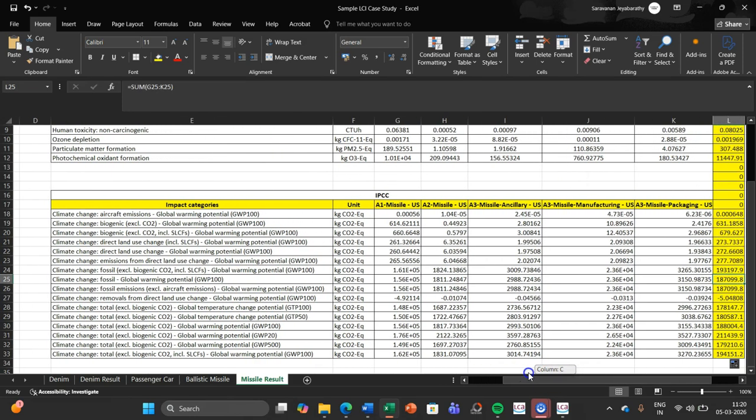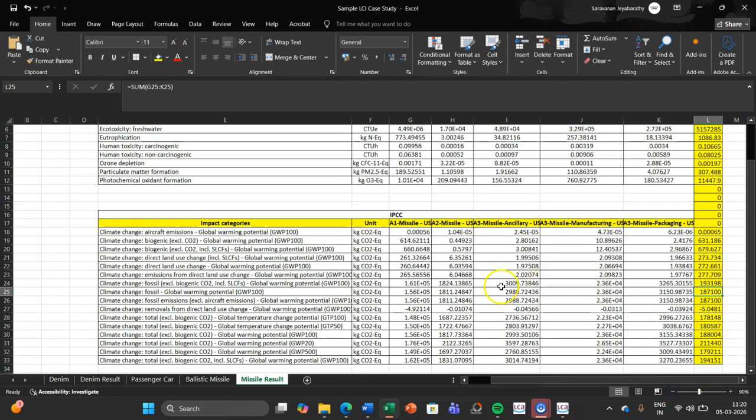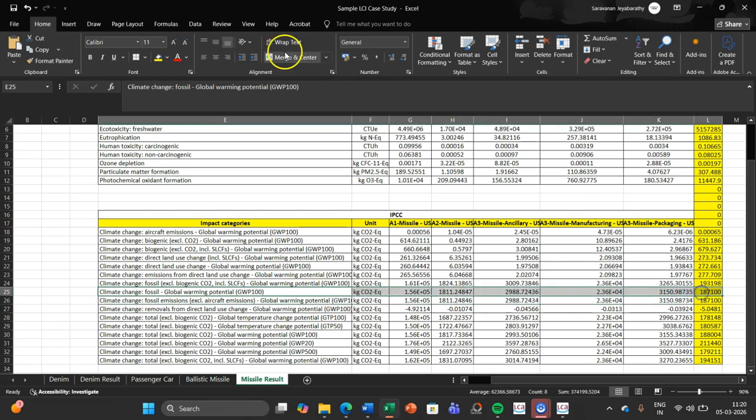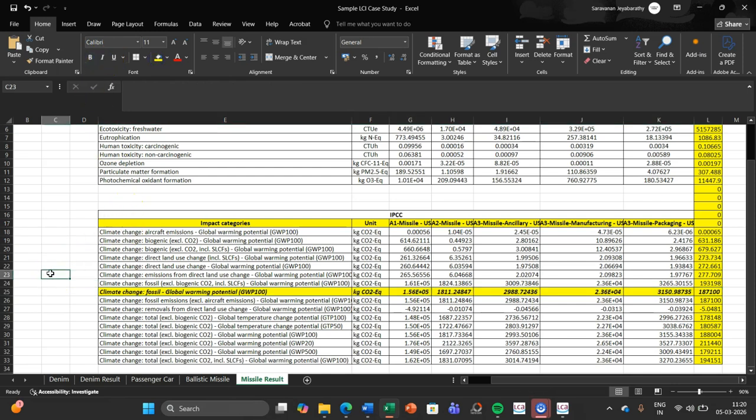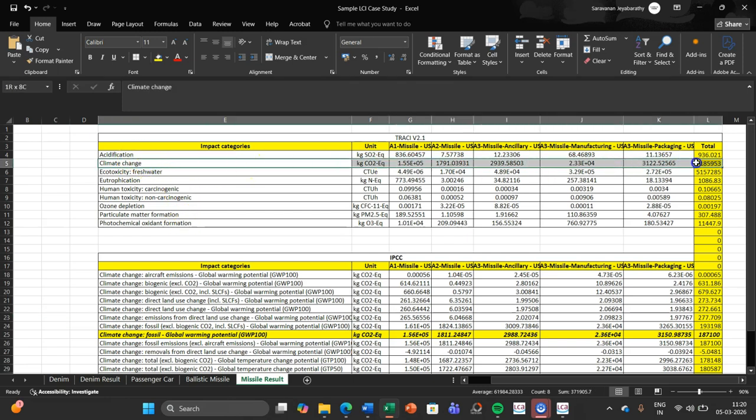Yes, fossil. So as per the IPCC method, this is the fossil based carbon footprint of a ballistic missile of one unit, right? And this is the climate change related impact of one ballistic unit based on the Tracy method, right?